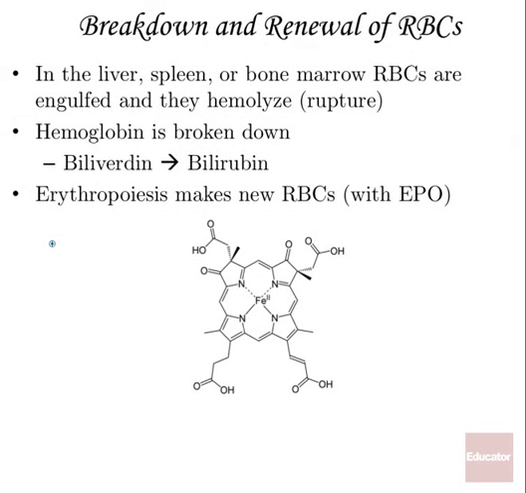Breakdown and renewal of red blood cells. In the liver, spleen, or bone marrow, that's where red blood cells eventually end their journey. They're engulfed by cells there, and through hemolysis, they hemolyze, which causes them to rupture. They are broken down, and you take the hemoglobin molecule, which is right here.